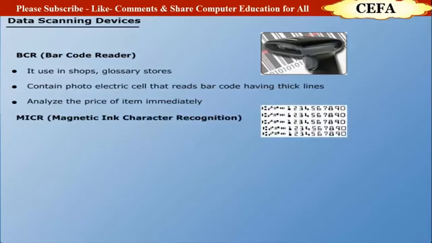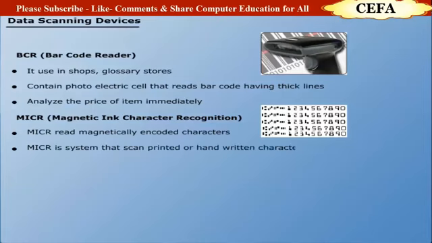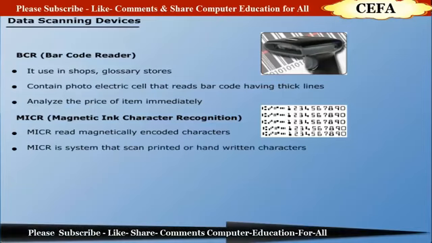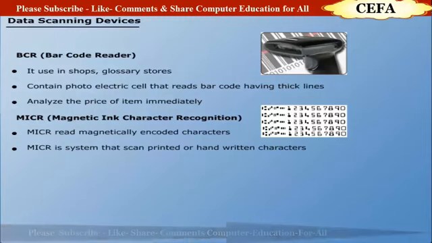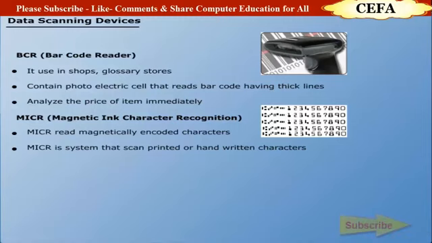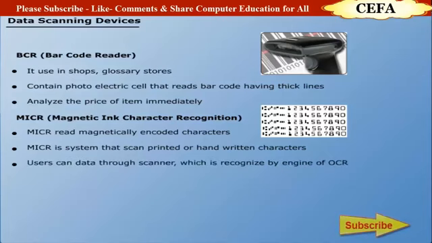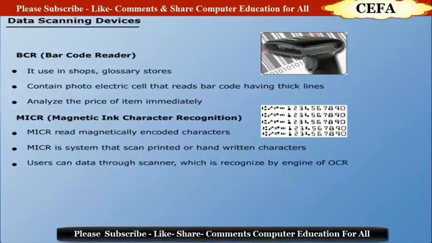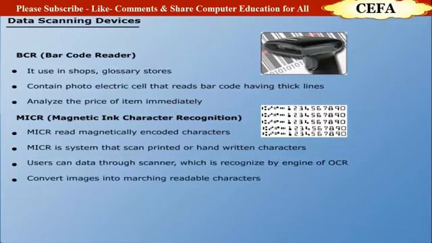MICR, Magnetic Ink Character Recognition. MICR is used to read the magnetically encoded characters. MICR is a system that provides a full alphanumeric recognition of printed or handwritten characters by simply scanning the form. A user scans the data through a scanner, which is recognized by an engine of the OCR system. The MICR converts the images into machine-readable characters.